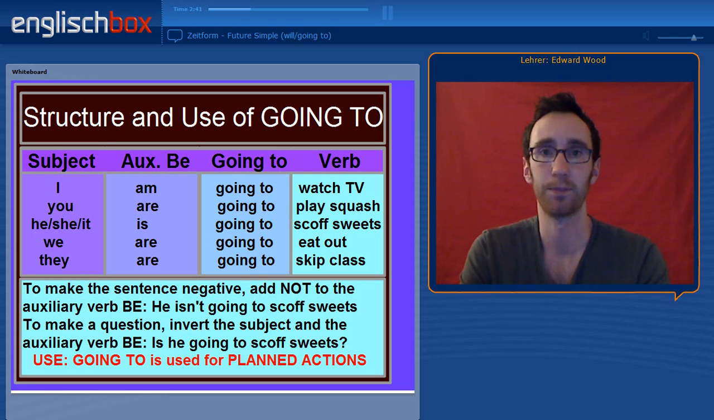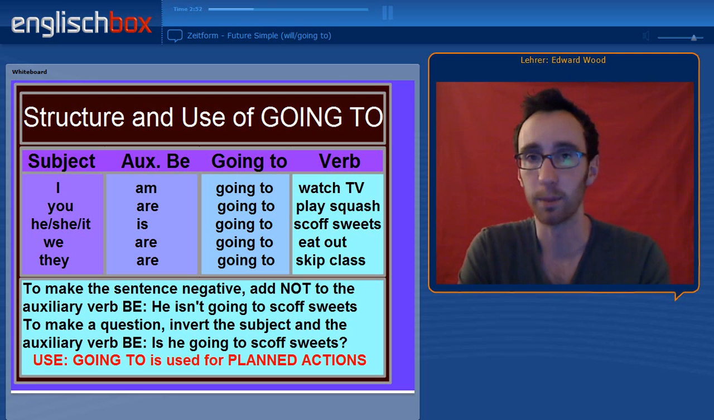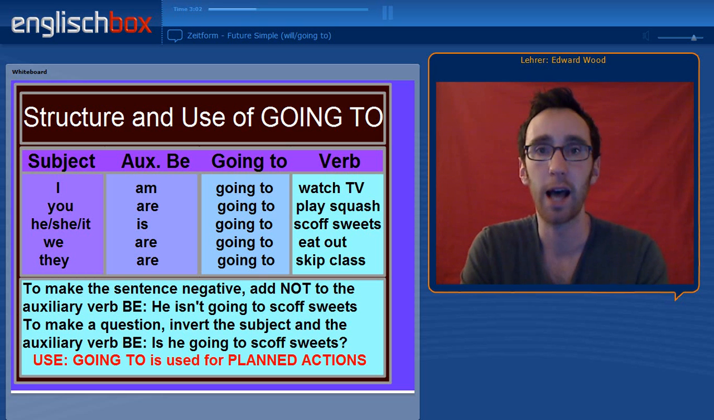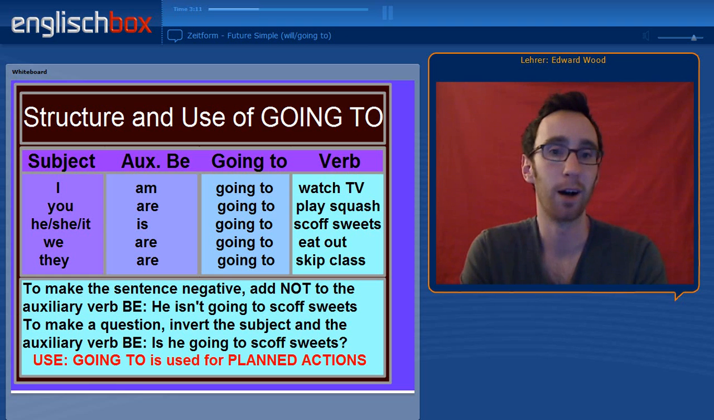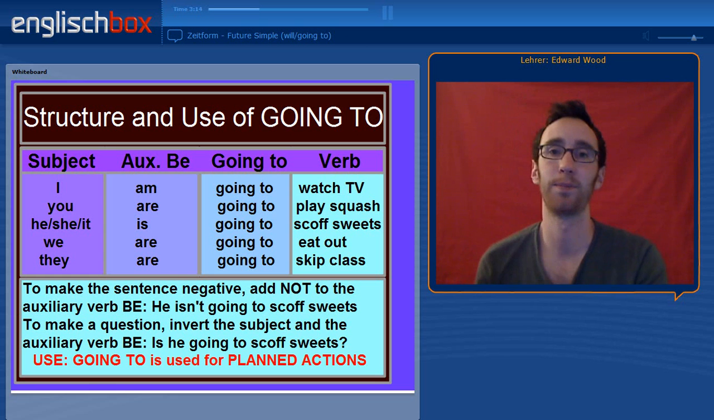I'm going to watch TV. To make this sentence negative, all you have to do is to add not to the auxiliary verb to be. I'm not going to watch TV. You aren't going to play squash, for example. To make a question, all you have to do is invert the subject and the auxiliary verb to be. Are you going to play squash, for example? Or are we going to eat out? Or are they going to skip class?